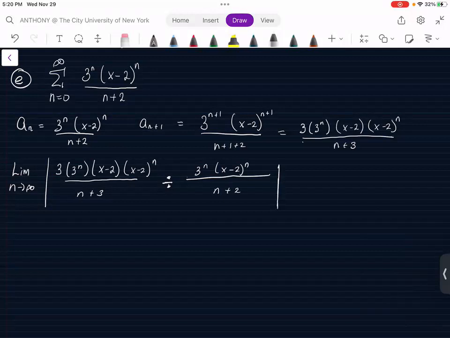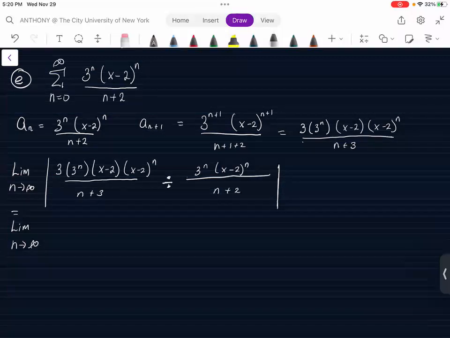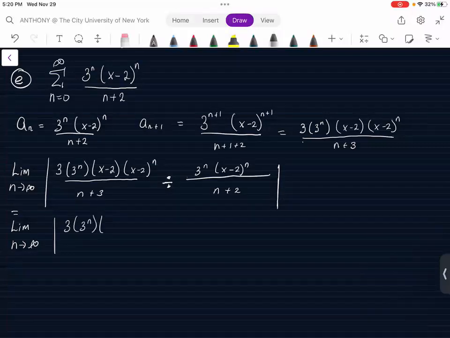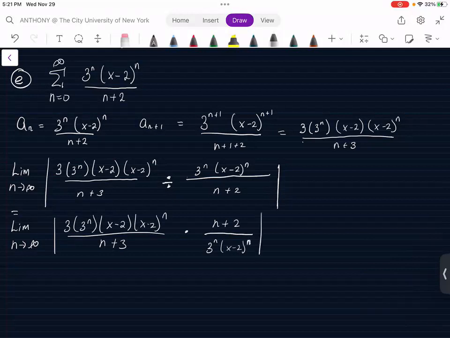Okay, so instead of dividing, we multiply by the reciprocal. So we have the limit as n approaches infinity of that whole long piece again. Just rewriting this, just a mouthful to say. n plus 2 over 3^n, (x minus 2)^n, times the rest. So now you should recognize what's going to be simplified. The (x minus 2)^n's are gone. The 3^n's are gone, but nothing else.